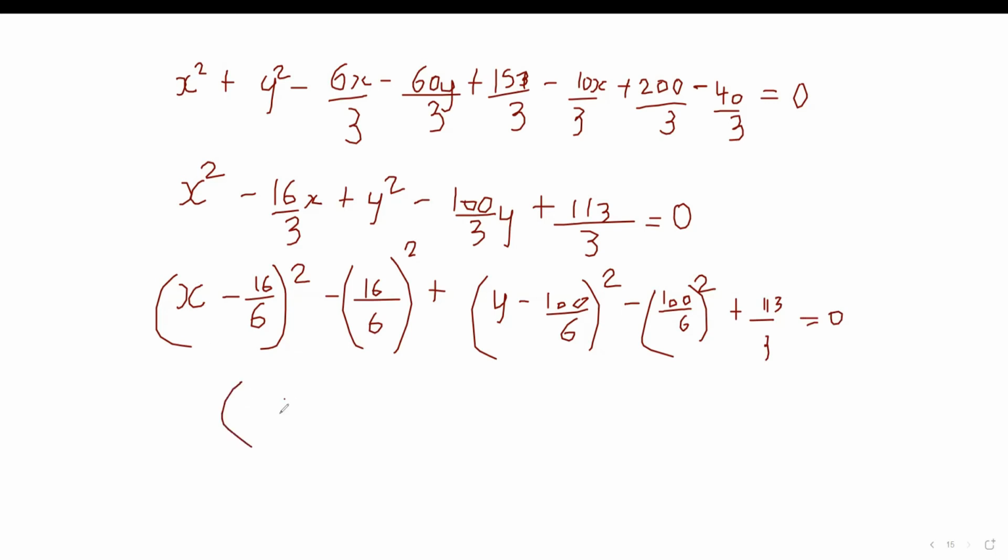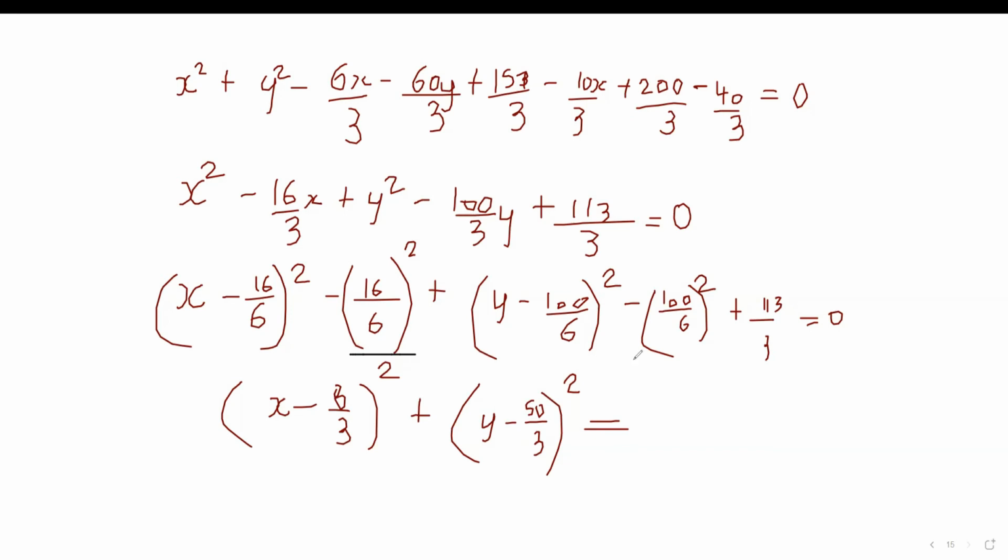This right here would work out to be x minus 16 over 6. Remember, 2 into 8 goes 4... 2 into 6 goes 3 times. So that's really (x − 8/3)² plus this part now. 100 over 6 is 50 over 3, squared. And that's equal to, we're going to work out these parts that I'm going to underline in black.